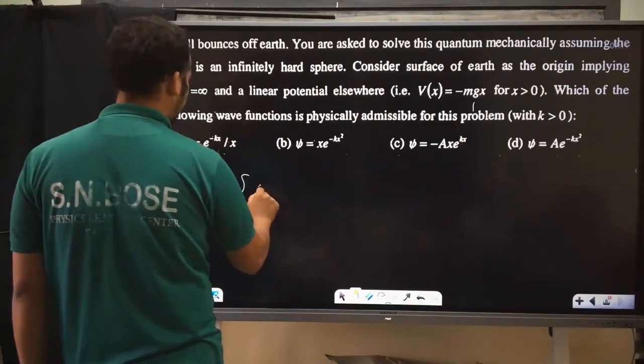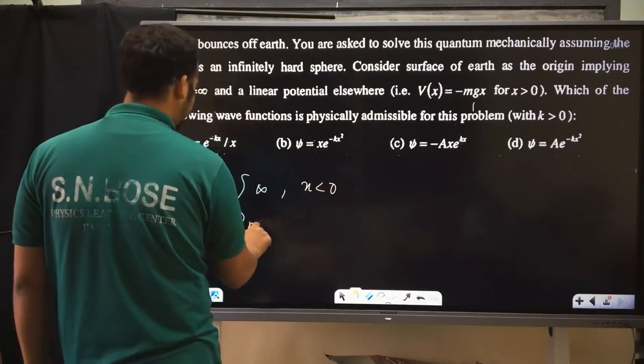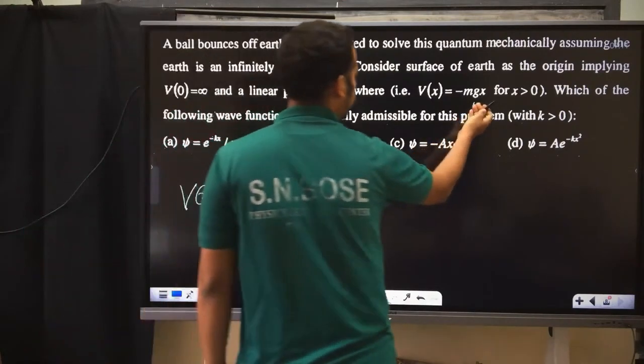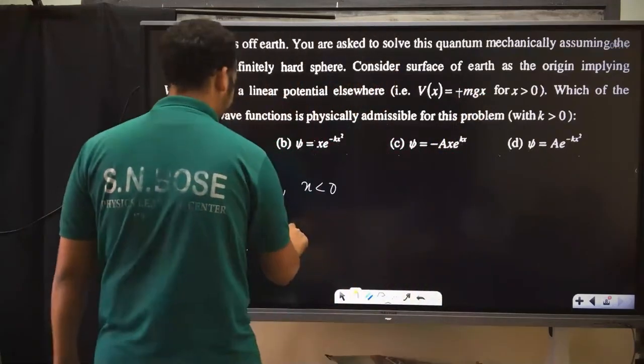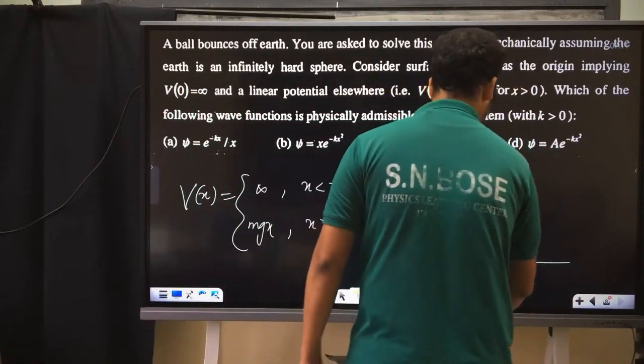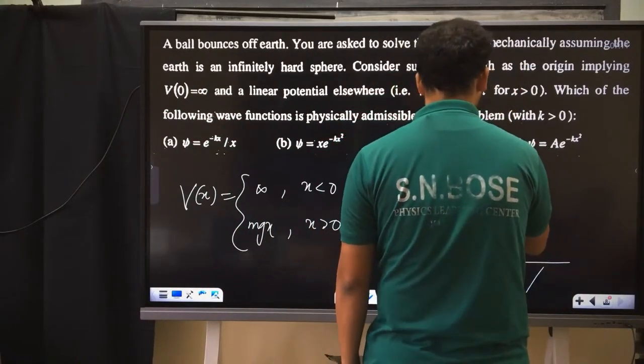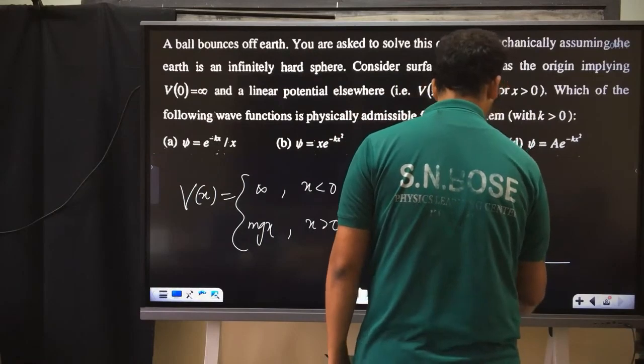It is equal to infinity when x is less than 0. It is equal to mgx when x is greater than 0. If this is the surface of the earth, our ball cannot penetrate into the earth. This is your positive x-axis. This is your origin.